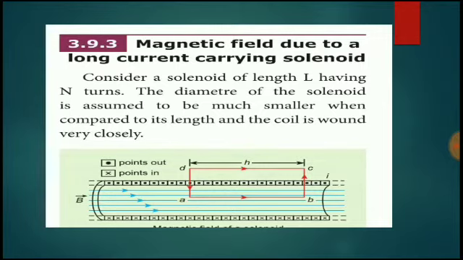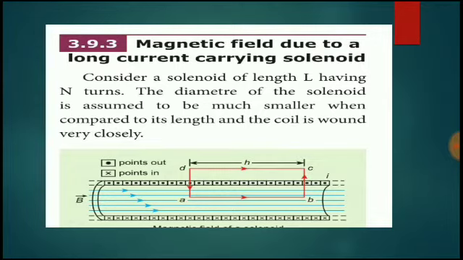So when current flows through the solenoid around the coil, what will be produced? A magnetic field is produced. The same way here, the magnetic field due to a long current carrying solenoid. If you consider a long solenoid, the magnetic field is produced.